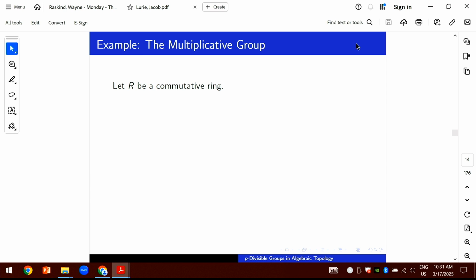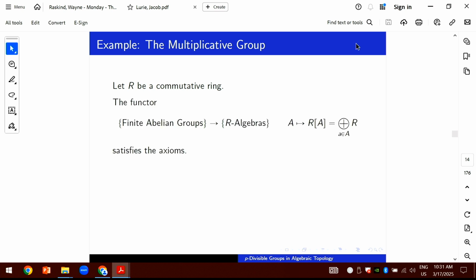So here's an example of a p-divisible group that you can write down over any commutative ring. In the language that I just described, you consider the functor from abelian groups to R-algebras that sends A to R[A]. I apologize, I'm using the notation with a different meaning now. What I mean here is the group algebra, meaning you take a direct sum of copies of R indexed by A. So this is a functor which satisfies the axioms of the previous slide.